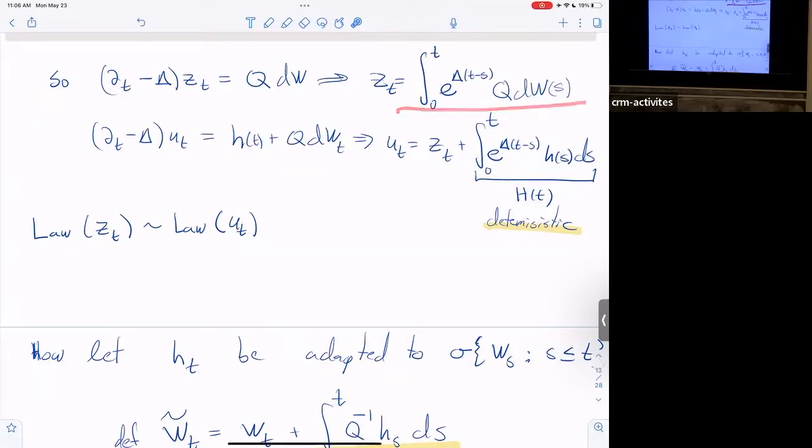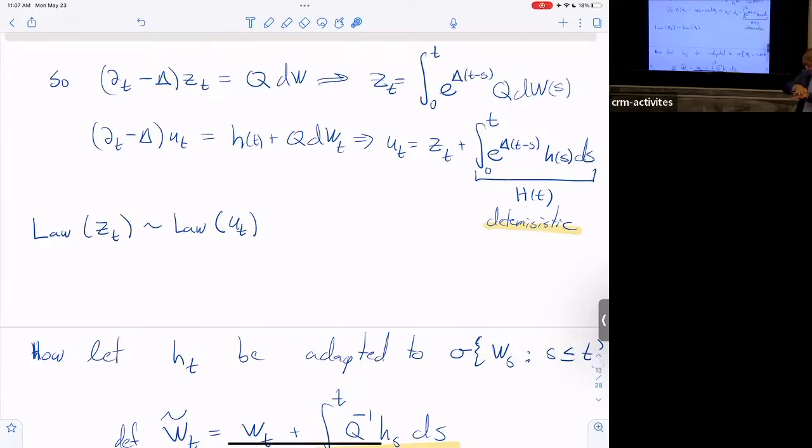By Duhamel's principle, or variation of constants, or linear superposition of linear equations, whatever you call it, this is the solution of that equation, the stochastic convolution. And if I have some other forcing H, which is deterministic for a second, then the inhomogeneous equation is just given by this solution.